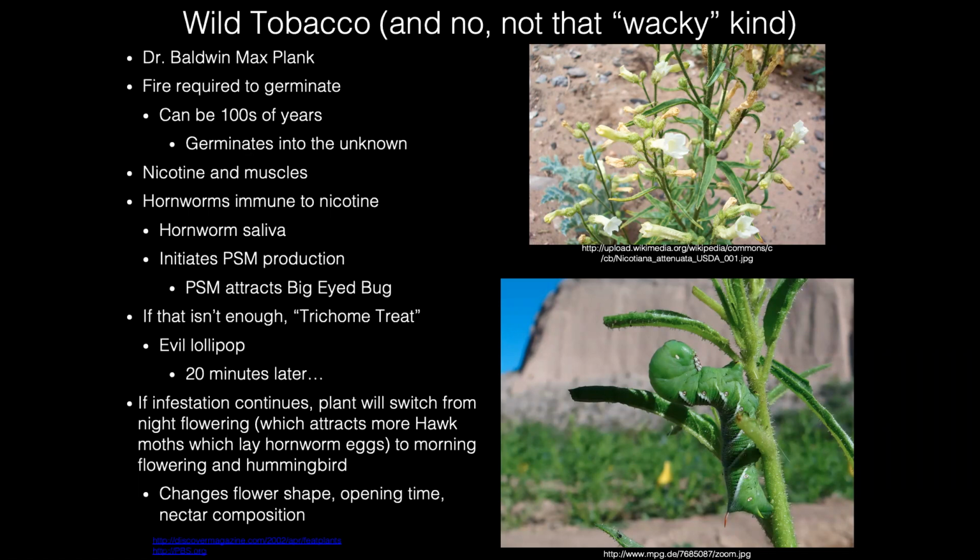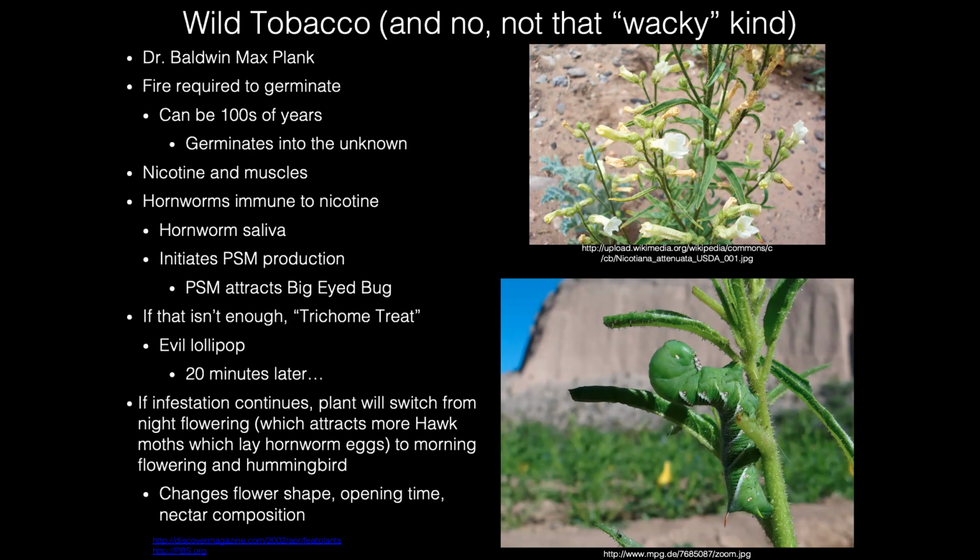So the hornworms are pretty happy to start eating in the wild tobacco, but as they start to chew on it, the hornworm saliva is communicated, it triggers a response in the tobacco, and it initiates a plant secondary metabolite production, an odor that attracts in the big-eyed bug, which is a predator of these hornworms. So the saliva triggers a response, and then these wild tobacco start spitting out a molecule that attracts in a predator for the hornworms. And if that isn't enough, I call a trichome treat an evil lollipop.